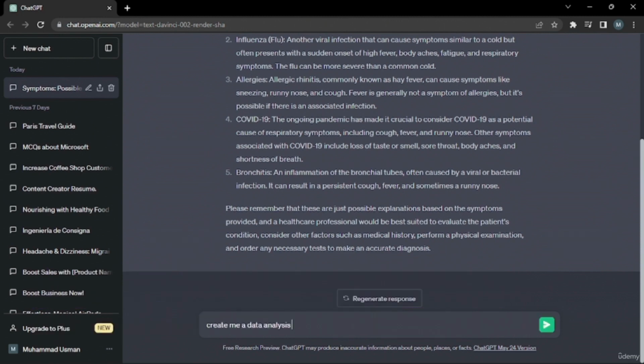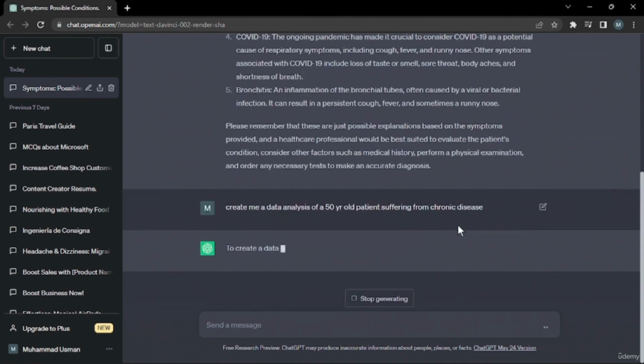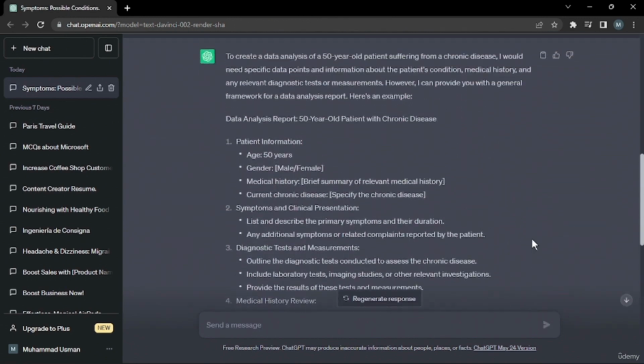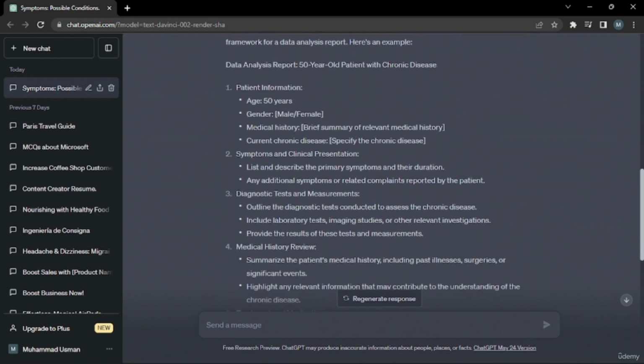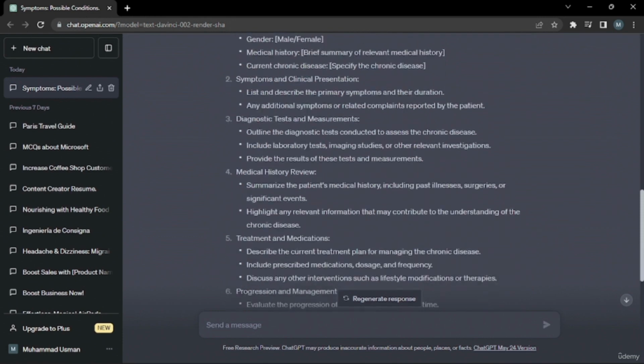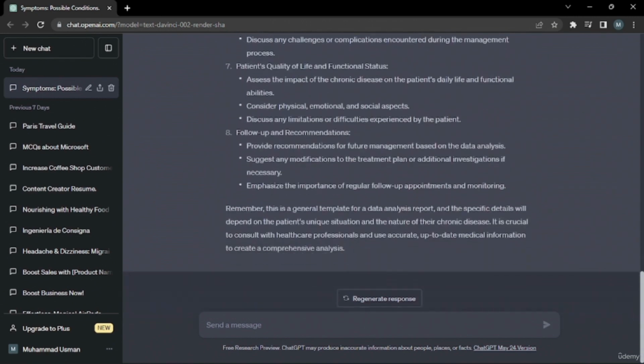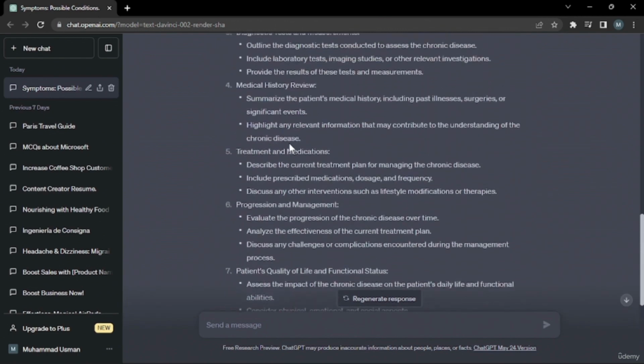Let's say I'm telling it: create me a data analysis of a 50-year-old patient suffering from a chronic disease. Let's see what kind of data analysis it's going to give us. Alright, as you can see, it created a data analysis report of a 50-year-old patient with chronic disease. First of all, it says you can fill it up with patient information, symptoms and clinical presentation, diagnostic tests and measurements, medical history review, treatment and medications, and every useful piece of information that a doctor or physician can use, and it can be very helpful for them.